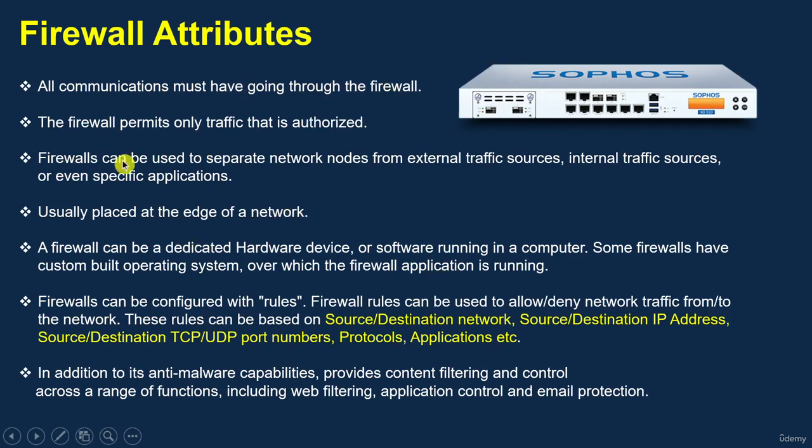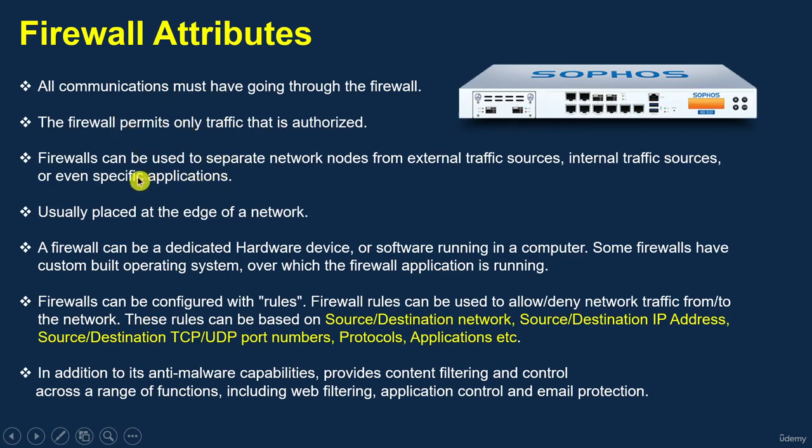The next one is that the firewall permits only authorized traffic. That means only authorized traffic will be allowed. Unauthorized traffic will be blocked. Unauthorized users will be blocked. So only authorized traffic is allowed. That is the second thing.